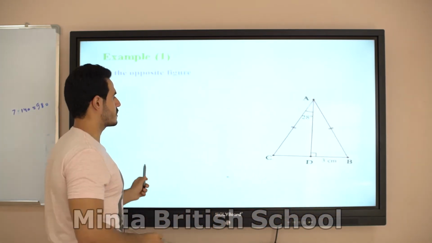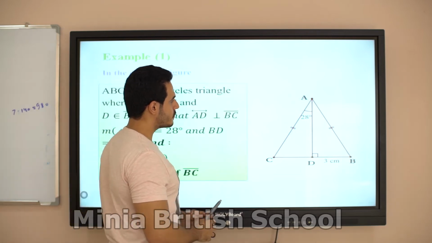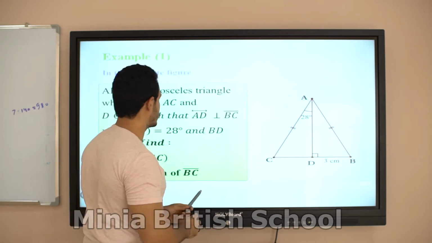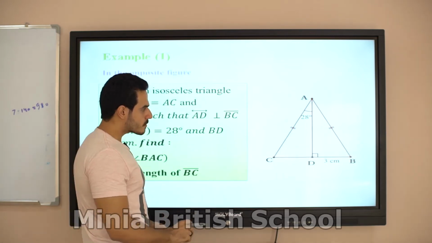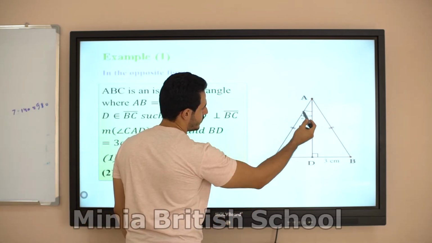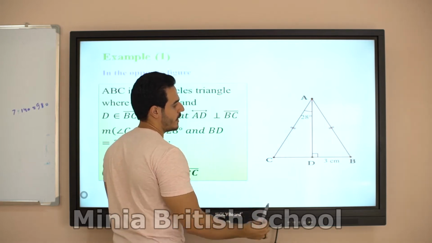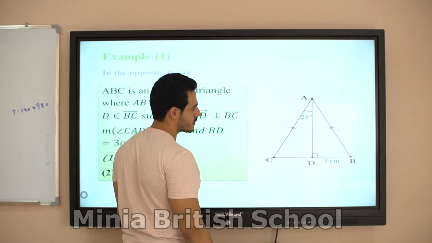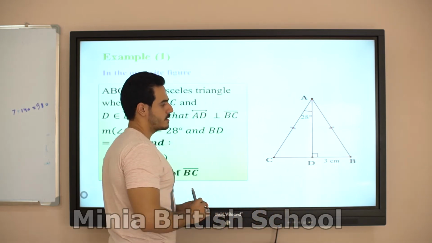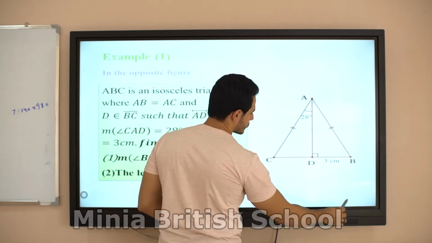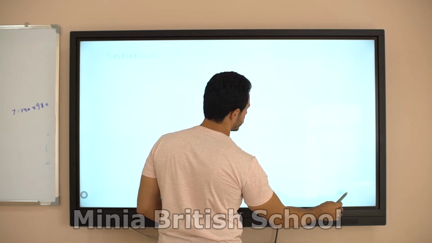Let's solve this exercise. ABC is isosceles triangle. AB equals AC. Measure of angle CAD equals 28 and BD equals 3 centimeters and AD is perpendicular to BC. Okay? Let's solve it.